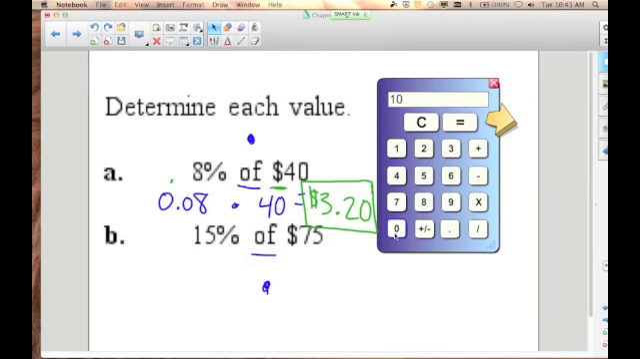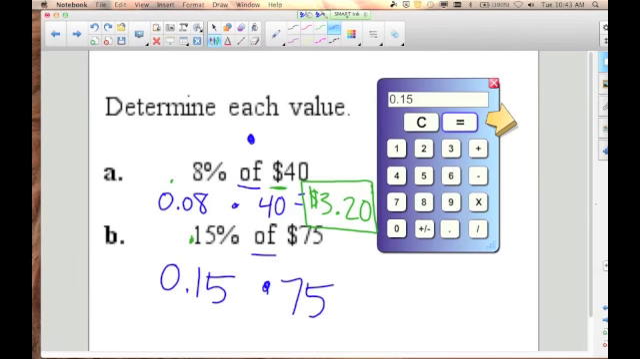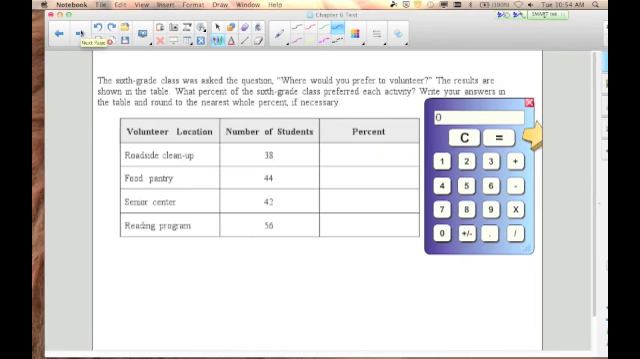15% of 75, well, I'm going to change 15% into a decimal, which would be 0.15. Move the decimal point 2 spots to the left to do that. And I multiply the two, and then I'm going to get my answer of $11.25. And that's how I did those problems.